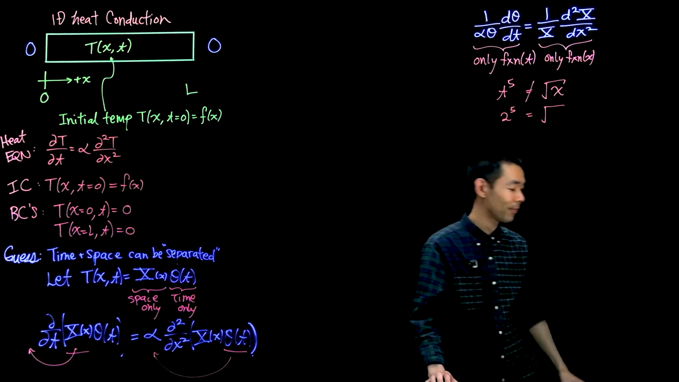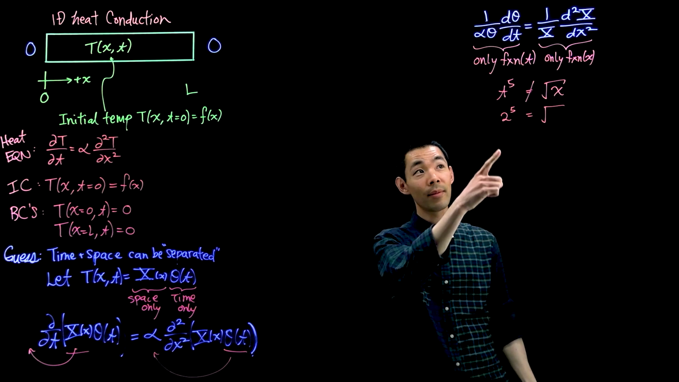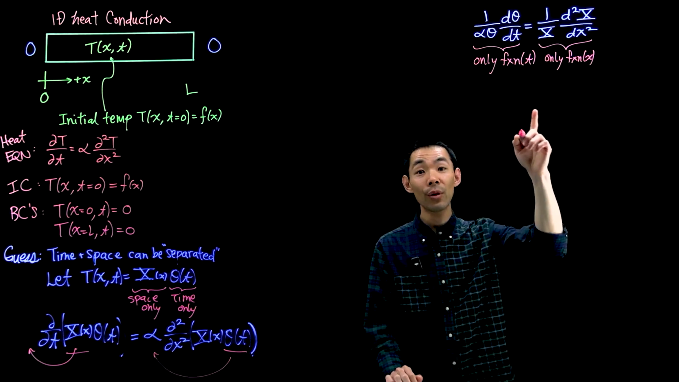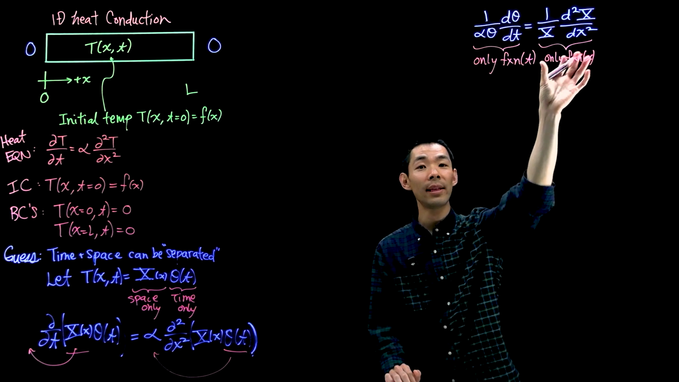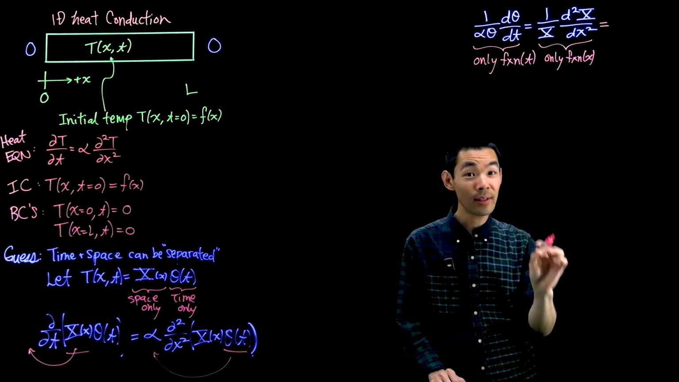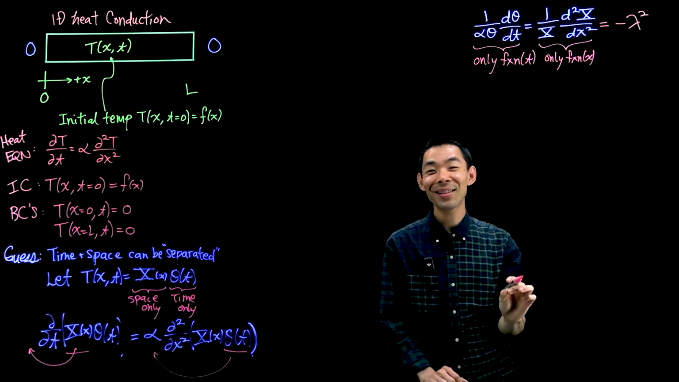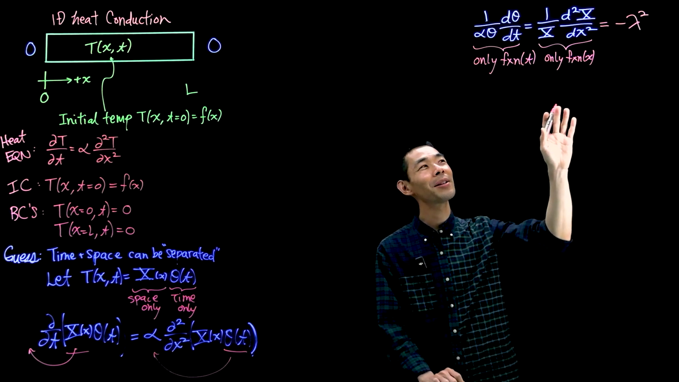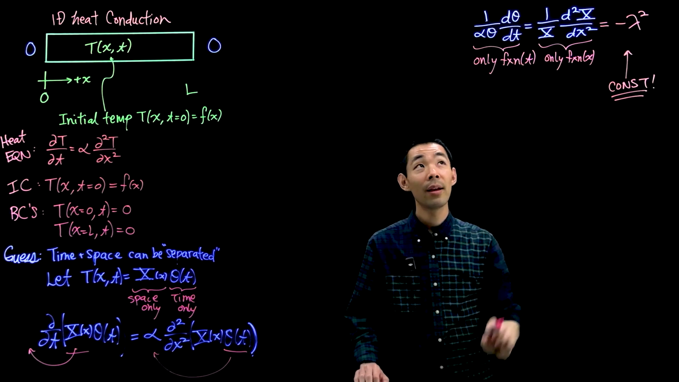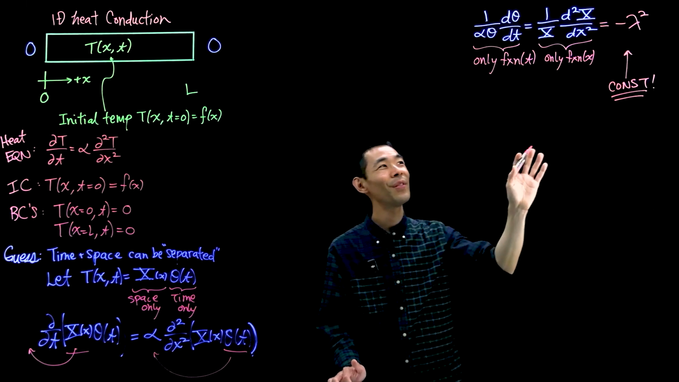Think about it a little bit. So clearly, these things cannot work. The only situation where this can be true is if both quantities are equal to a constant. If they're both equal to a constant, then they could be equal to each other. And for reasons that I'll explain in a little bit, I'm going to call it a weird constant, negative lambda squared.